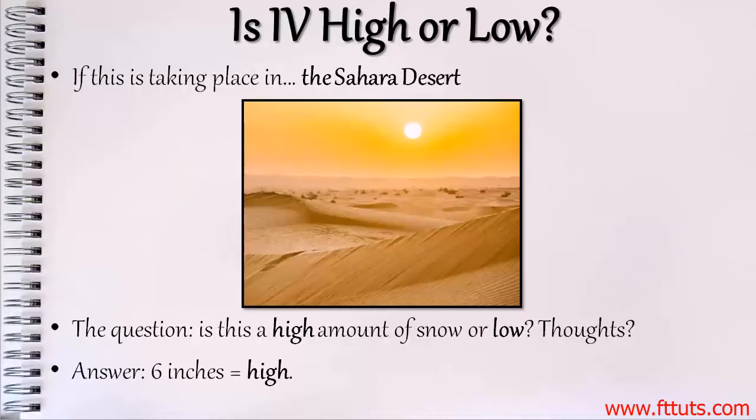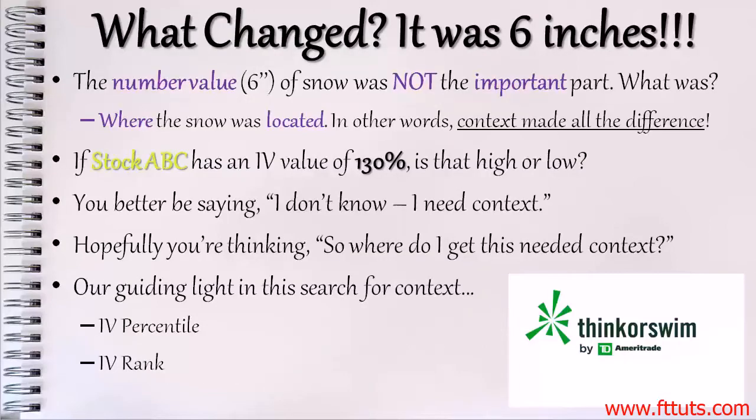So, yeah, 6 inches, very low. But what happens if the 6 inches is in the Sahara Desert? Again, I'll assume that you know your geography and know that deserts are kind of a hot place. So 6 inches would just be mind-boggling, right? It would be super high. It would be very abnormal. So what changed? It was both 6 inches. Well, the number value was not the important part. I want to say that again. The number part was not the important part, but what was? Where the snow was located. So in other words, context made all the difference.